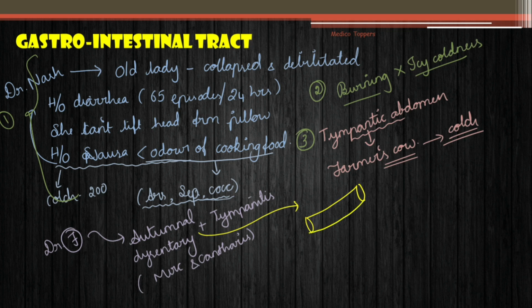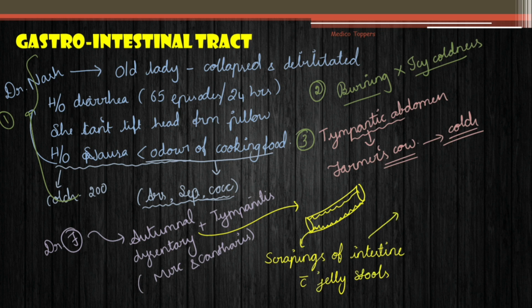In the stool past, we can see the scrapings of intestine like this. We can see white shreddy scrapings of intestine and jelly stools. Here this symptom can be compared with another two remedies. Those were cantharis and carbolic acid, where we can see the similar scrapings of intestine in stools. So these were the four important things you have to remember in case of gastroenterology.